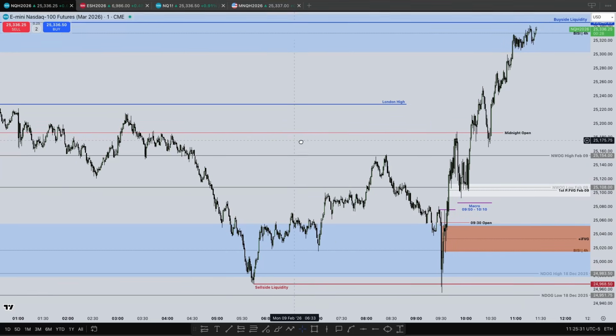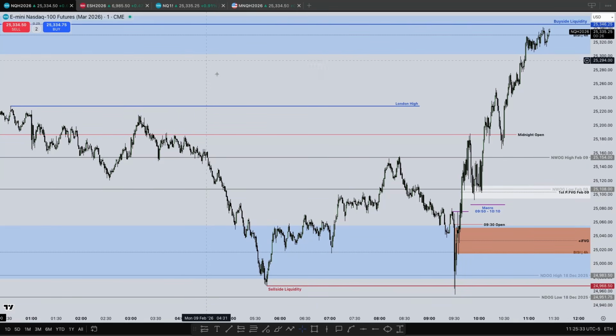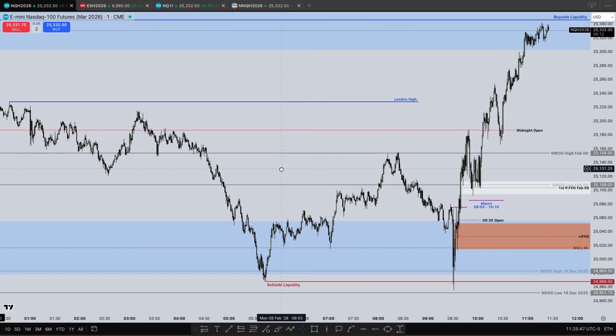Now, going into the 1 minute to explain the trade, I will be explaining it here on NQ instead of MNQ, because on NQ, this is where I do most of my analysis. I analyze on the NQ and enter on MNQ. So I'll be explaining here. So let's get into it.